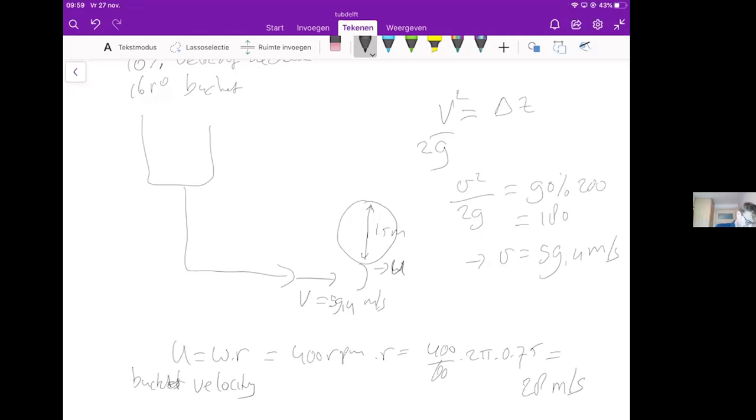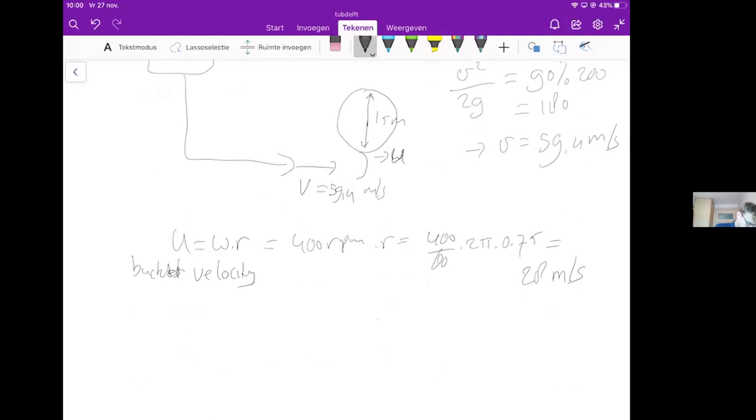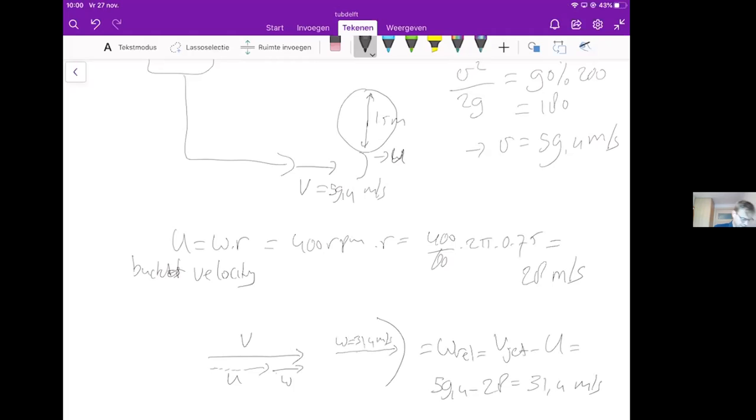Well, then we can see here, if you look at such a bucket, we get V coming on here. The bucket is going with this U. So the relative velocity, the velocity the bucket sees, W, is V_J minus U. V_J is 59.4 minus 28, which is 31.4 meters per second. So if you really look at the bucket here, you get W is 31.4 meters per second.